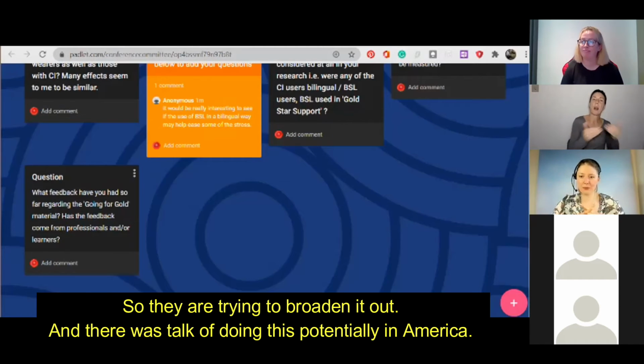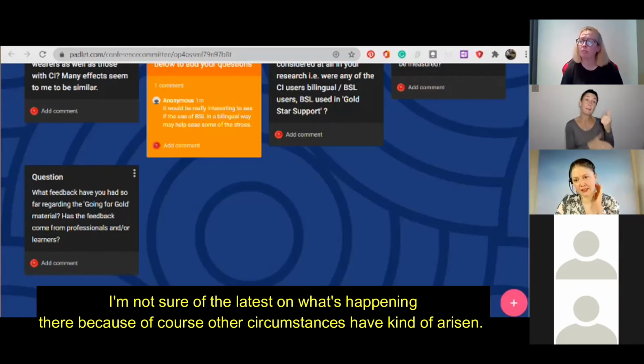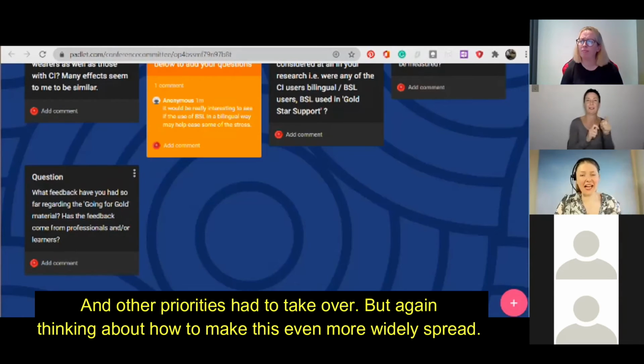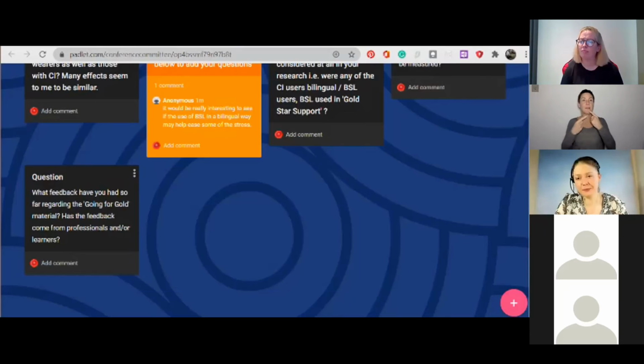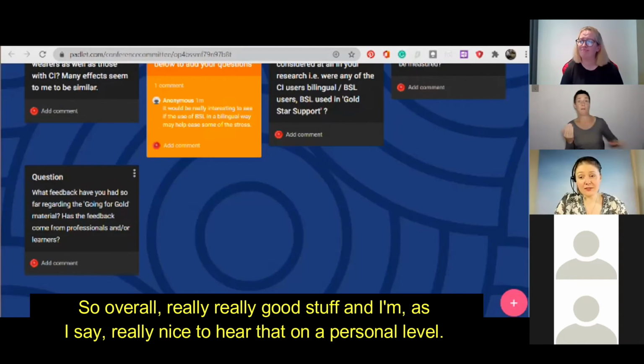So they're trying to broaden it out. And there was talk of doing this potentially in America. I'm not sure of the latest on what's happening there, because of course other circumstances have arisen and other priorities had to take over. But again, they're thinking about how to make this even more widely spread. So overall, really, really good stuff. And as I say, it's really nice to hear that on a personal level.